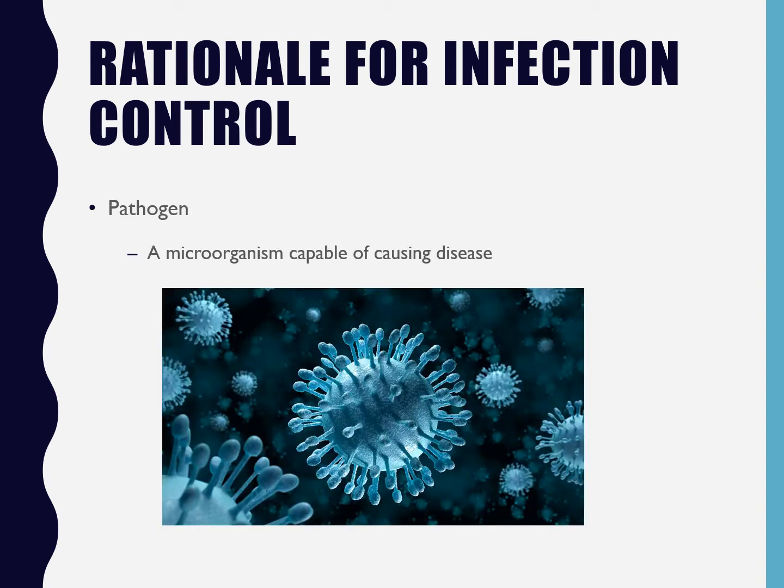Okay, so the first term we really need to go over is what a pathogen is, right? What it is we're protecting ourselves from. So a pathogen is a microorganism, which means it's microscopic, which means you can't see it with the naked eye, and it is capable of causing disease. So it's not just an atom or a molecule or anything else that's too small for us to see. It is not only microscopic, that we can't see it, but it's capable of causing disease.